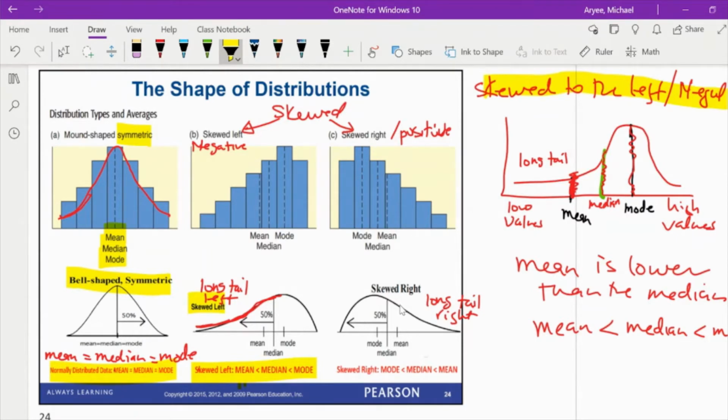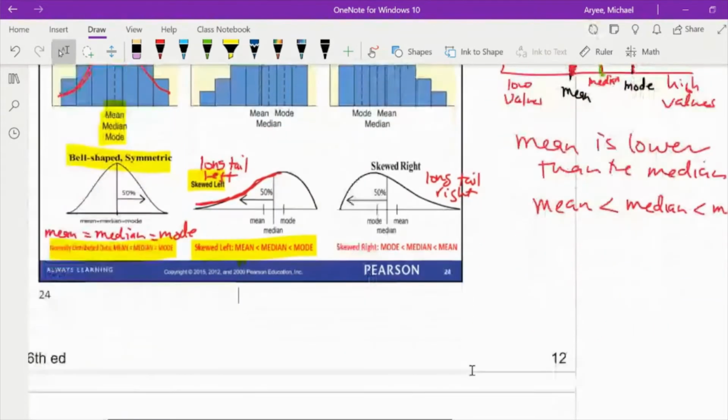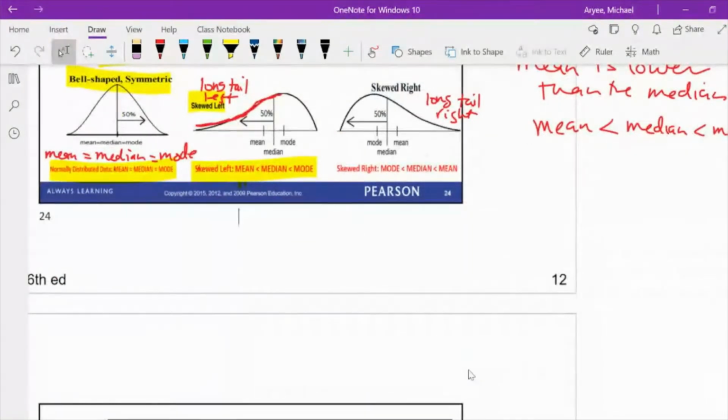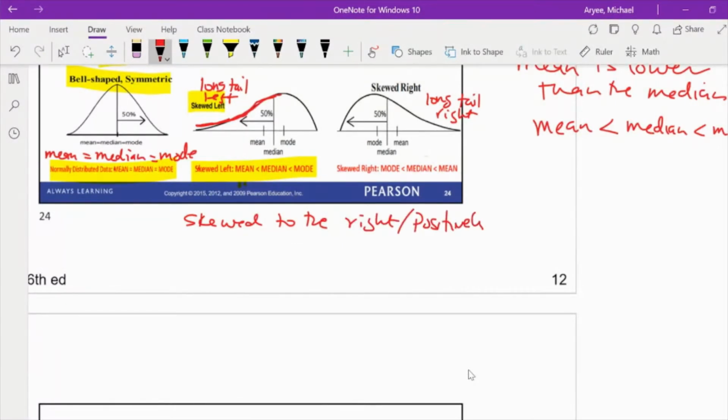Now, let me look at when it is skewed to the right. When it's skewed to the right, let me see if I can pull this up a little bit. Okay, good. Now, when it's skewed to the right, which we say is positively skewed, right? Let me draw a little diagram. Remember that when it's skewed to the right, the long tail is on the right side, right?